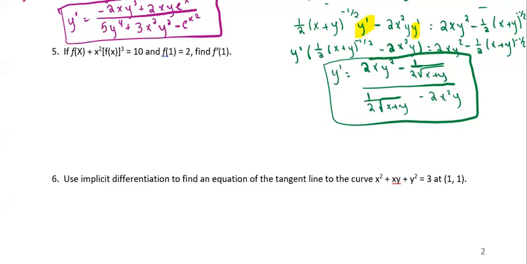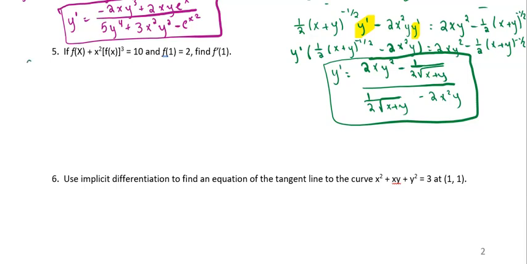Let's look at a few more implicit differentiation type questions. So for number 5, we have: if f(x) + x squared times f(x) to the third equals 10, and f(1) equals 2, find f prime of 1. So this one's a little bit tricky, but we can figure it out.